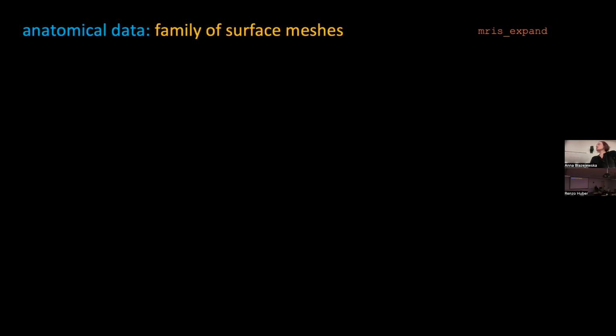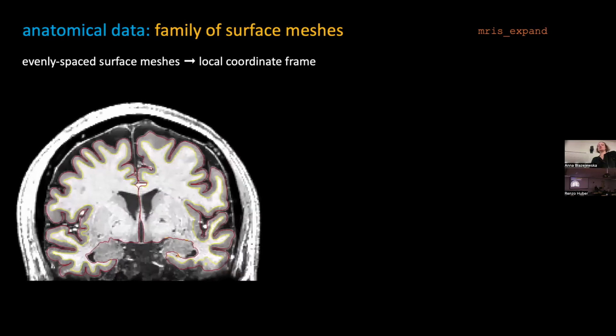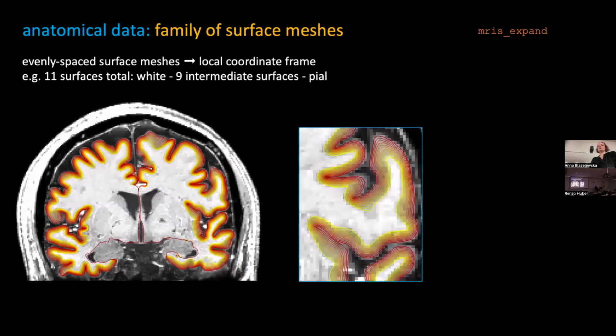All right, so finally, I want to move on to show you how to create this family of surface meshes to have the surface-based coordinate system with MRI's Expand. So we're trying to create evenly spaced surface meshes like this. So this is our white matter and pial surface, and these are our meshes. You can pick how many of them you want to create. This is an example with 9 intermediate surfaces because we end up having nice 10 layers. And you can appreciate on the zoomed in example, color-coded, how they look.